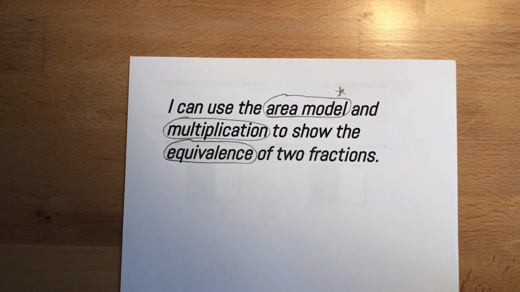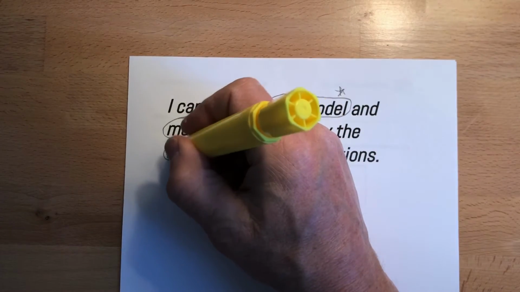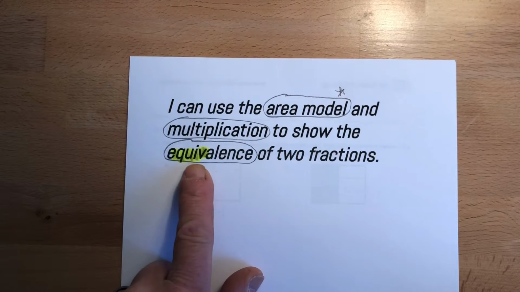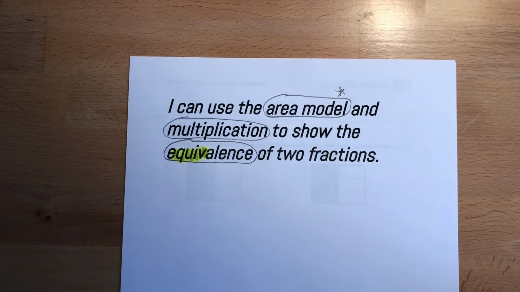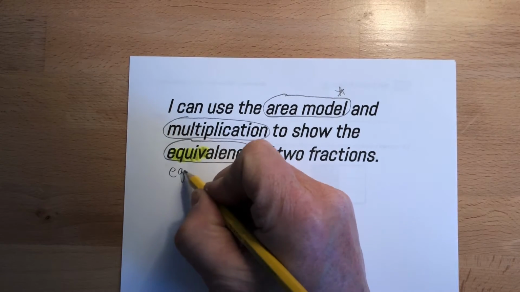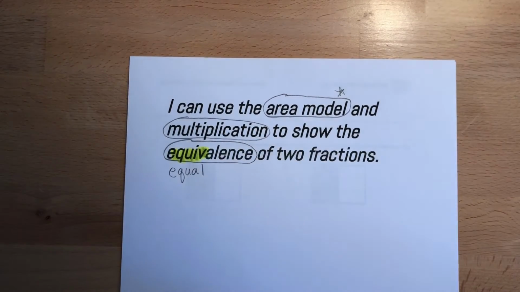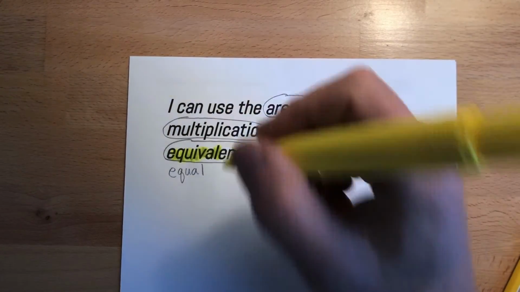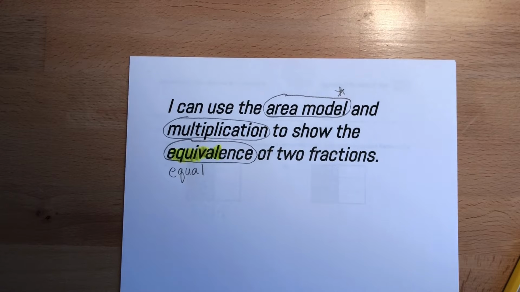Well, I want you to take a look here at the root word. Equivalence, or equiv, here is equal to equal. And we know what equal means, right? So equivalence, let me just get the AL in there. Equivalence means equal, all right? So two fractions that are equal.